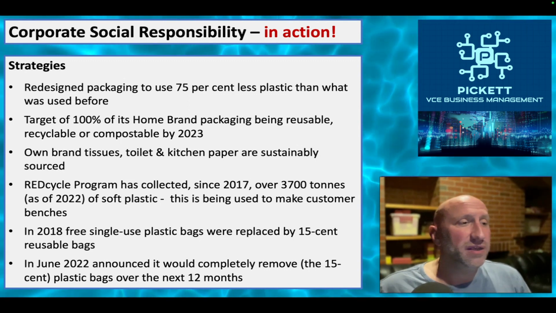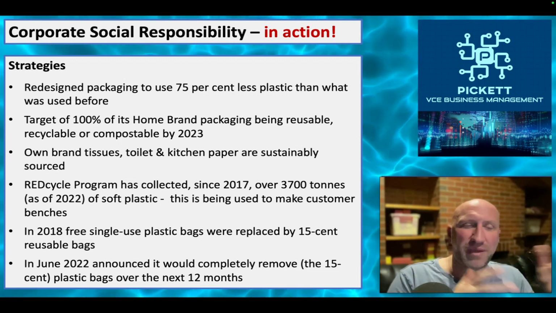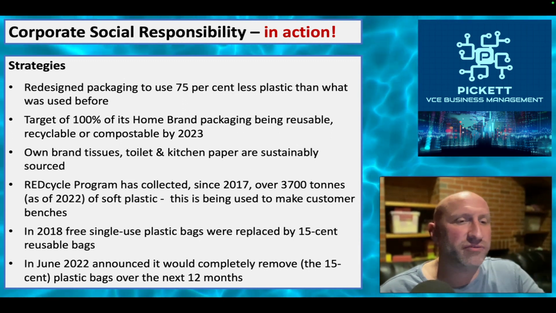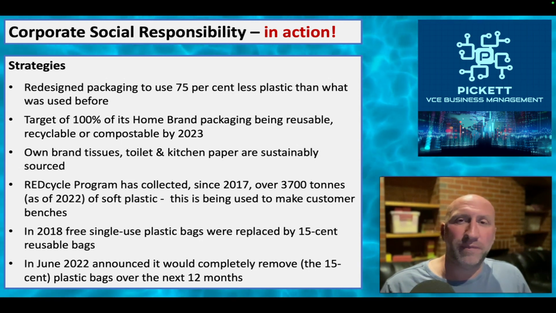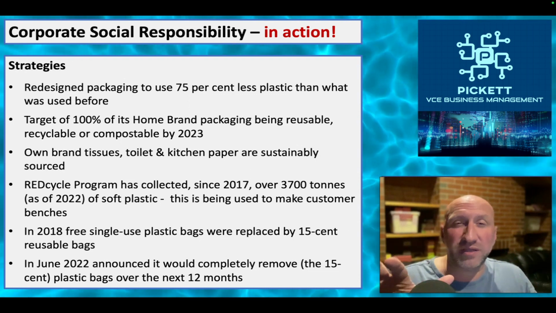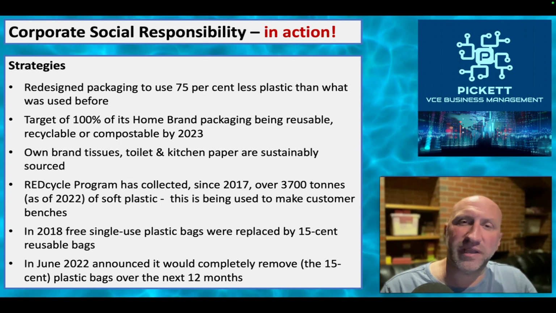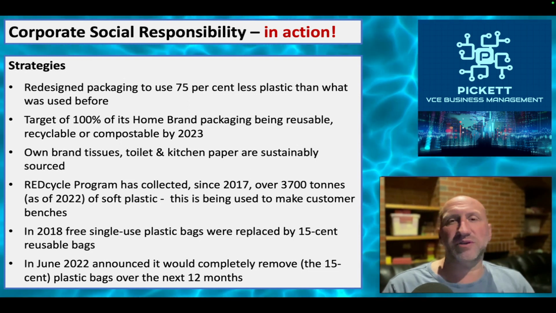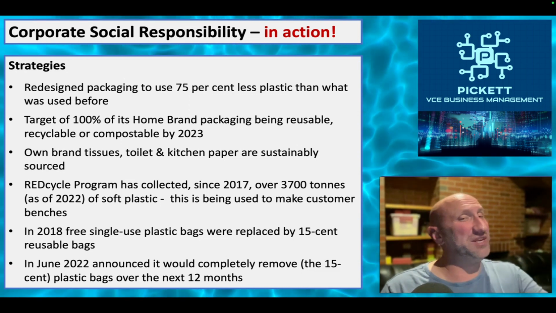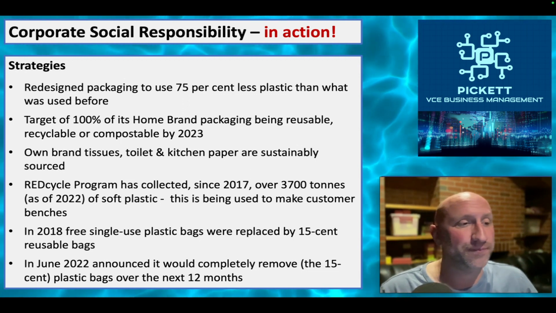Okay. Makes sense. The Red Cycle program, this is what I just showed you previously, the recycling program they have in place, has collected since 2017 over 3,700 tons, blah, blah, blah. Again, big focus, very visible to the customers, because this is used not only to be environmentally friendly and socially responsible, this is also used as a kind of marketing ploy to attract customers away from the competition, because as I said before in this video, customers like to buy from socially responsible businesses.